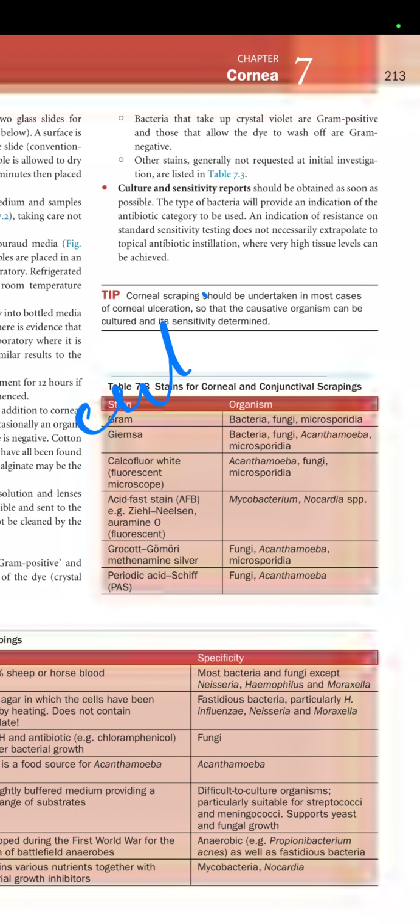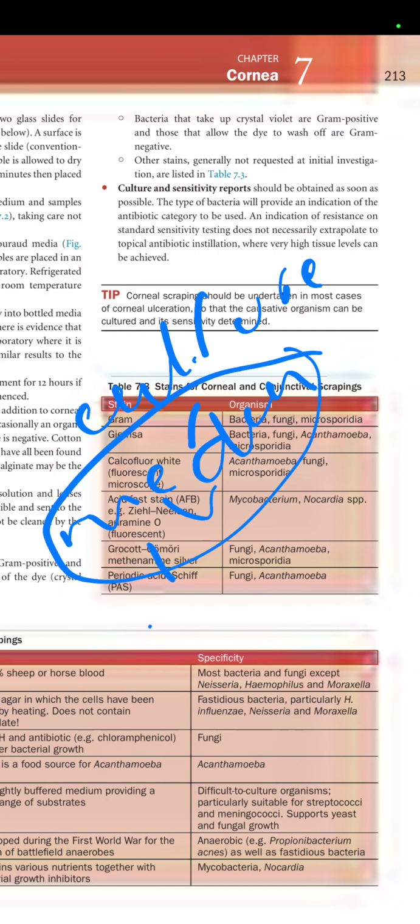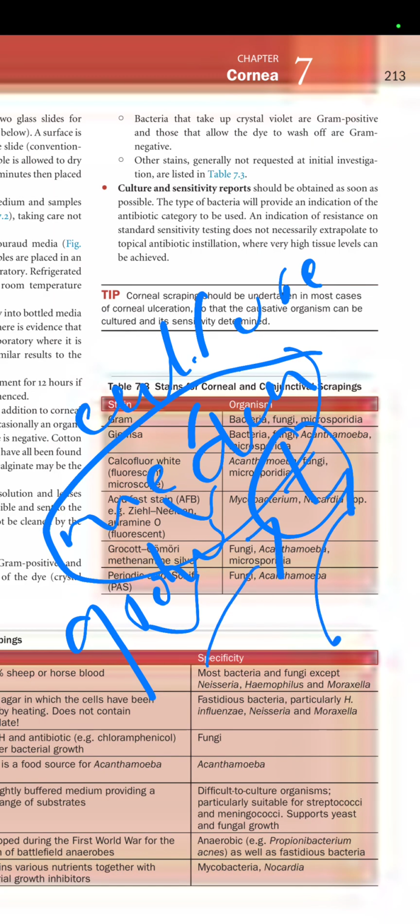Basically we culture the organism. We culture in different kinds of media and see if the media particularly grows certain organism. If that media grows the organism, then it is culture positive, and then we apply certain antibiotic and see if the bacteria respond to that antibiotic. That means that they are killed by that antibiotic or not. If there is a resistance, that doesn't mean that it will also apply on the topical antibiotic installation.